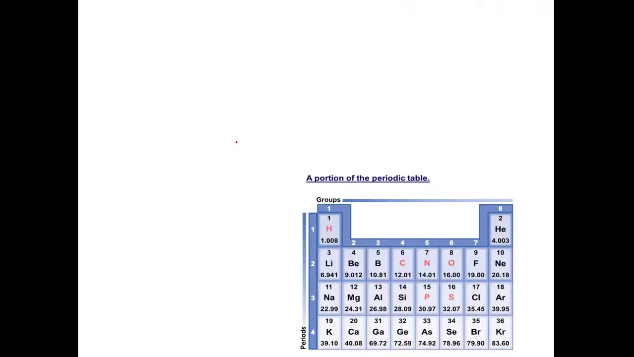So first, let's draw what the bond would look like for water. And by the way, guys, water is H2O. That means it has 2 hydrogens and 1 oxygen. So here's what water is going to look like. First, we're going to draw our oxygen atom. All right, so here's our oxygen atom.